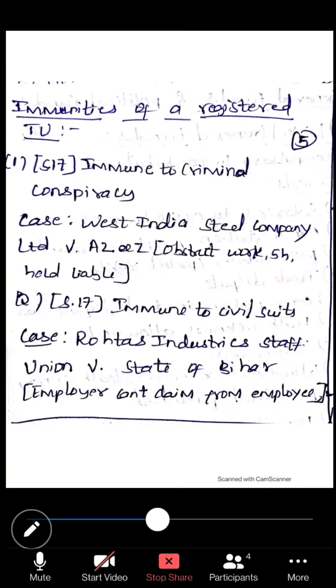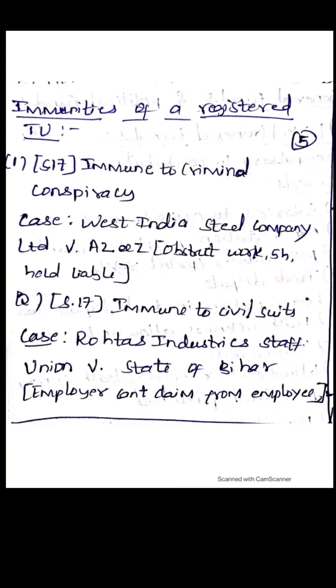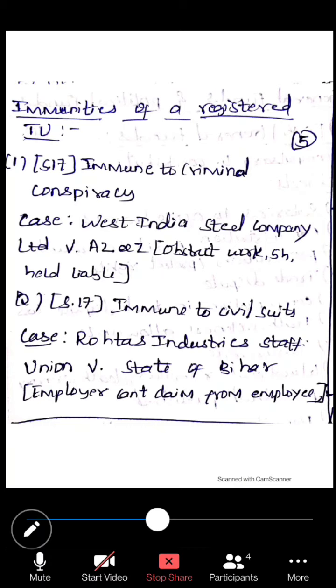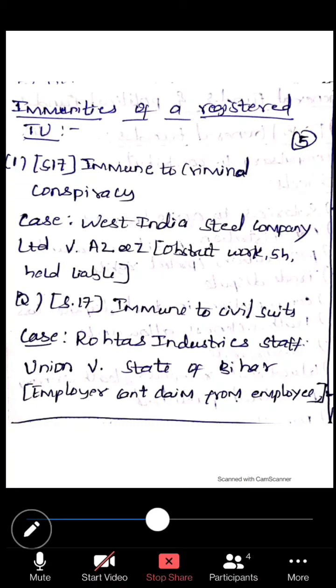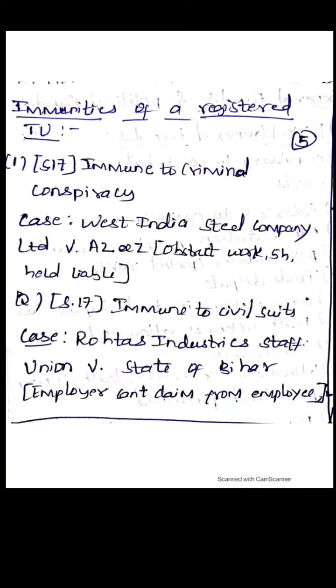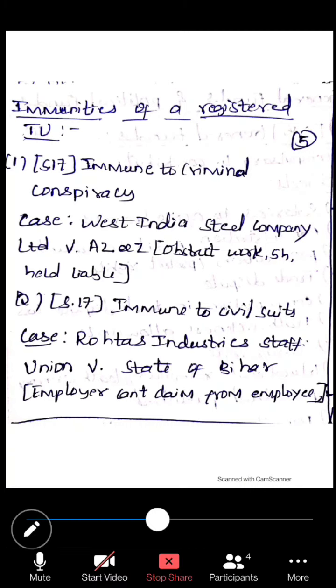There's a case, Rohtas Industry Staff Union versus State of Bihar. In this case, it was held that the employer can't claim compensation from the trade union or the workmen if, say, by any civil conspiracy or criminal conspiracy, the trade union caused damage to the employer.